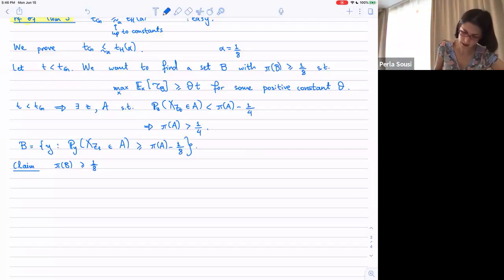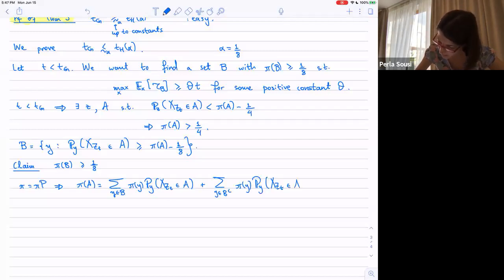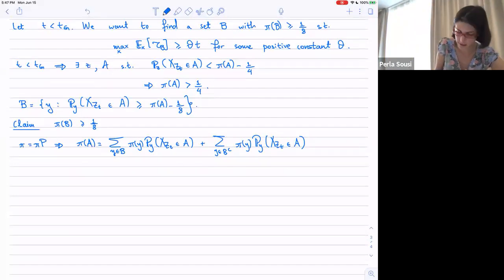So why is pi of B large? It's for the reason I mentioned a minute ago, because A is large and pi is stationary, it must be the case that B will be large. So let me just write it. So we know that pi is equal to pi P. So this means that pi of A is equal to the sum of all y in B of pi of y times the probability P_y(X_T is in A), plus the sum over all y not in B, in B complement, of pi of y times the probability P_y(X_T is in A). And this is using the stationarity property together with the fact that T is an independent time.